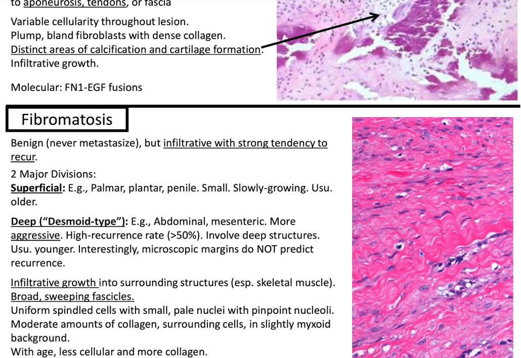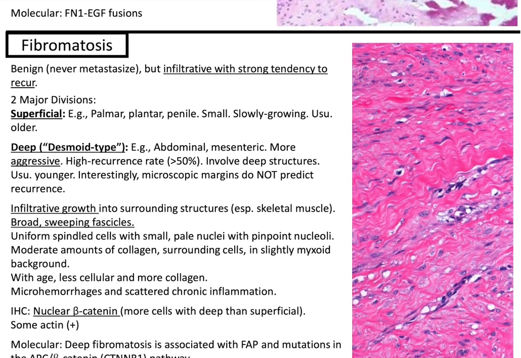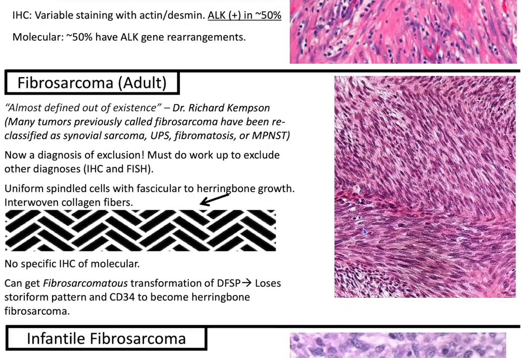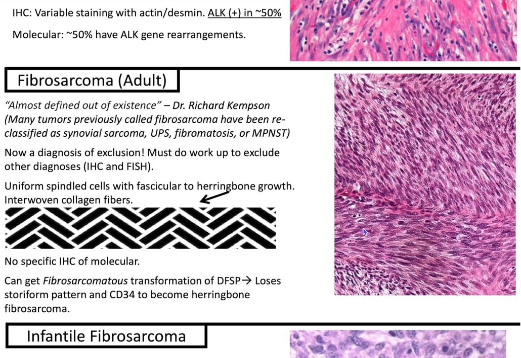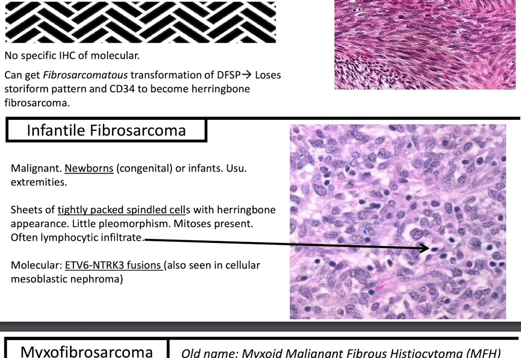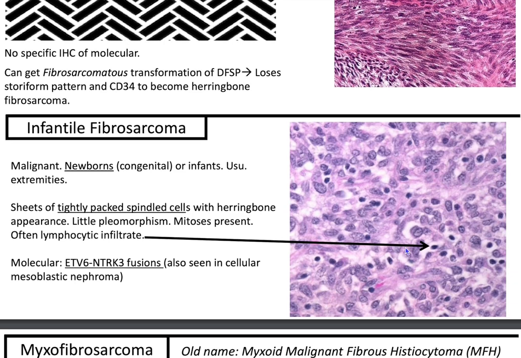Fibromatoses, you can have superficial and deep. Deep generally have more nuclear beta-catenin positivity. Inflammatory myofibroblastic tumor, you'll have a prominent lymphoplasmacytic infiltrate with bland spindled cells, and approximately half are ALK positive. Fibrosarcoma, diagnosis of exclusion, it has that herringbone pattern. Infantile fibrosarcoma, newborns, rapidly growing, it has that 12;15 ETV6-NTRK3 fusion and has a lymphocytic infiltrate.